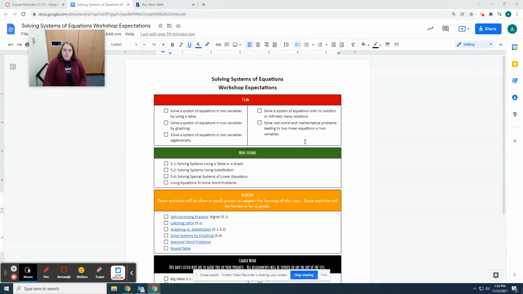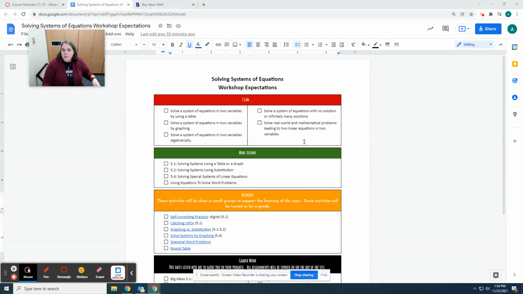We're going to have, looks like 5 I can statements we're going to work on. I can solve a system of equations in 2 variables by using a table. I can solve a system of equations in 2 variables by graphing. I can solve a system of equations in 2 variables algebraically. I can solve systems of equations with no solutions and infinitely many solutions. And I can solve real-world and mathematical problems leading to 2 linear equations in 2 variables, so story problems.